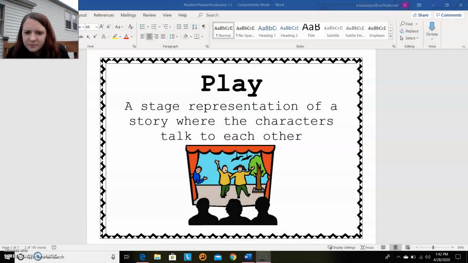Okay, so the first one, what is a play? Well, a play is a stage representation of a story where the characters talk to each other. So basically, it's where the characters interact and have a storyline, and that's pretty much all a play is. It's a representation of a story. A lot of times, it has different components to it as well, and we're going to talk about those components. What do you need to make a play?